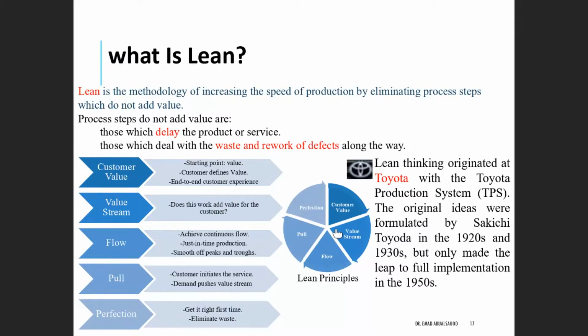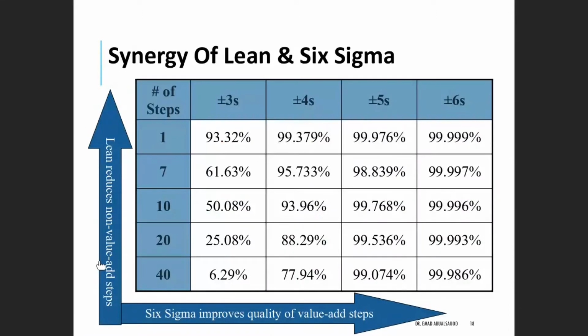The Lean thinking and Lean concept originated in Toyota, and see how it is now an integration between two different methods. Six Sigma was established, as we saw in the previous session, from Motorola and then General Electric. And Lean started in Toyota in Japan, originated by Sakichi Toyoda in 1920 or the end of the 1930s. The implementation was fully started. And then we can see these days the integration between Lean and Six Sigma is very high.